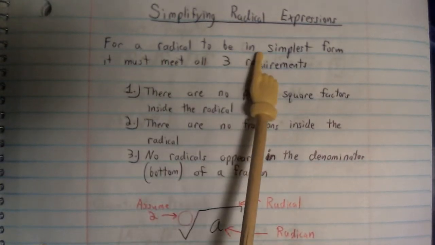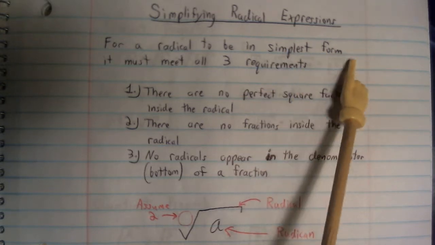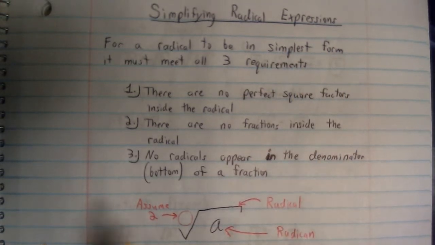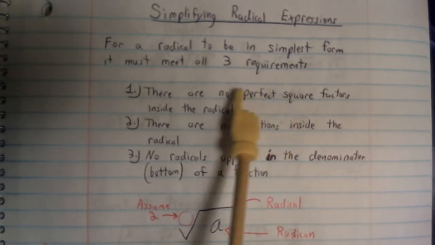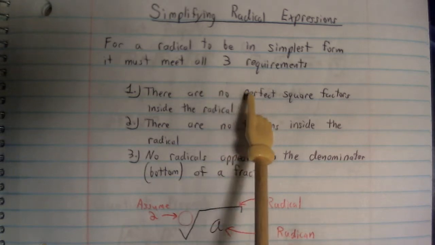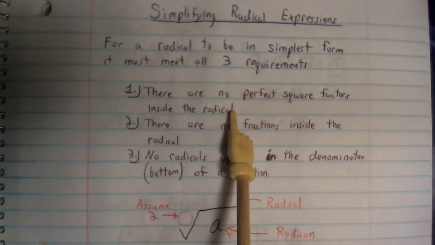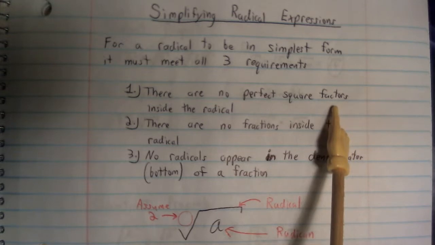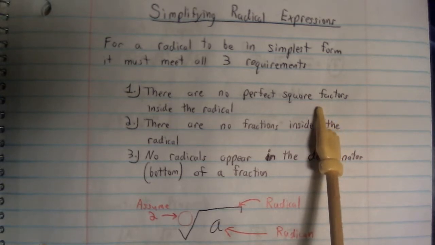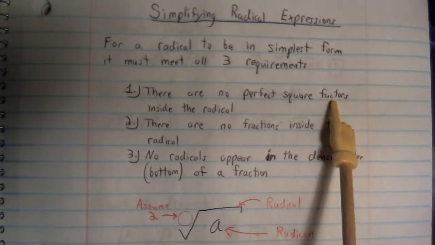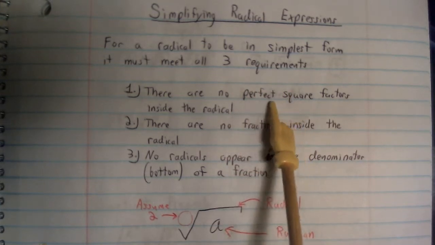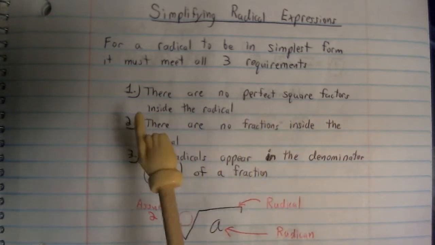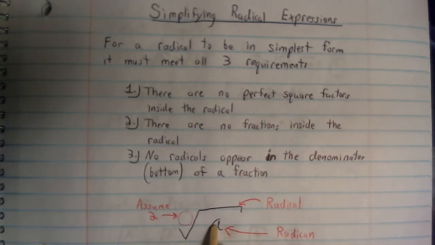For a radical to be in simplest form, we want it to be in simplified form, just like we do with fractions. We want it simplified. It must meet all three requirements. The first requirement, there are no perfect square factors inside the radical. Perfect square factors. Well, look at the word factor. Key here. A factor is when you take a number and you think about the numbers that multiply to make that number. Those are factors, the numbers that can multiply to a number. We're looking to make sure that there are no perfect square factors in our radical. So when we break down this number into two numbers that multiply to it, we don't want a perfect square as one of them.